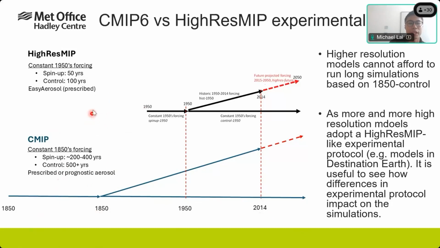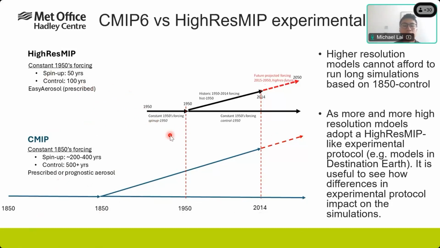So HighResMIP, to get around this problem, used a slightly different experimental protocol, where they start from 1950. That's the baseline for the controls, with a shorter spin-up period of 50 years and a shorter control of 100 years. So then the historical simulation is only from 1950 to 2014.